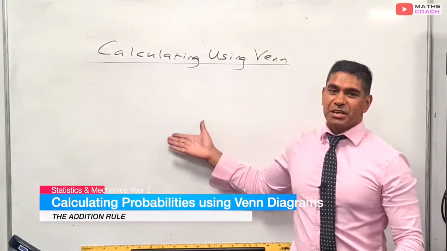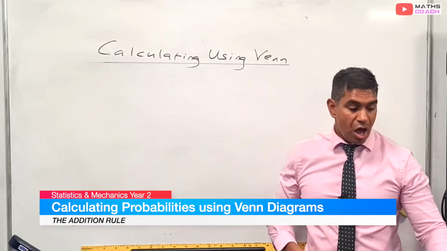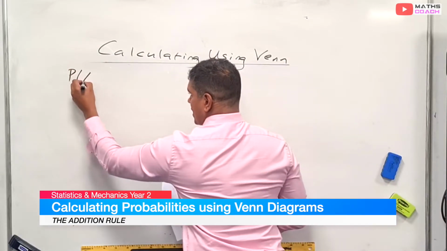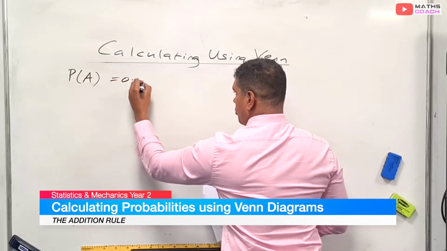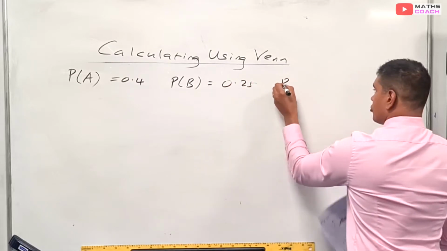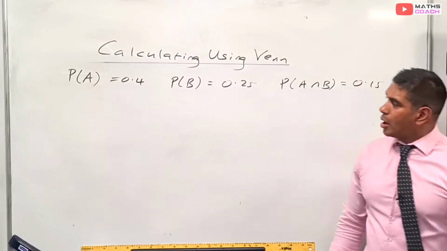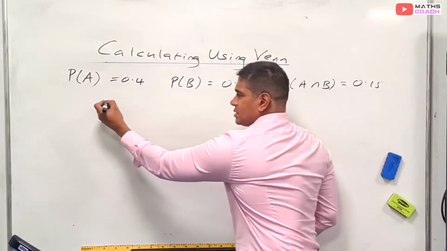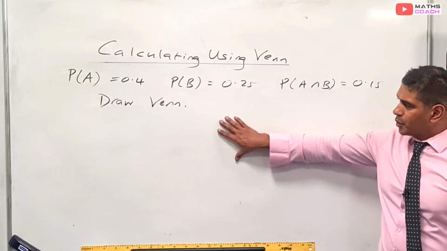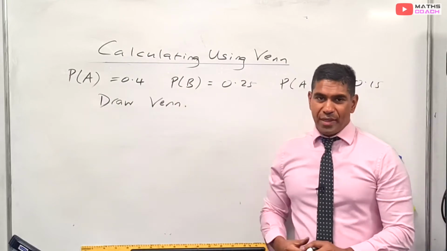So now we've come to our second part of our lesson, and this is actually using calculations to answer Venn diagram questions. If I give you an example, we have probability of A equals 0.4, probability of B equals 0.25, and probability of A and B equals 0.15. What I want us to do together is, from that information, draw a Venn diagram. And once a Venn diagram is drawn, then we can answer some questions together based upon that information.